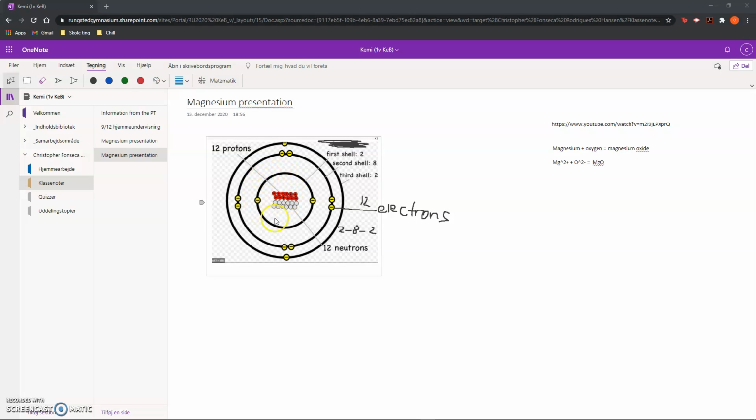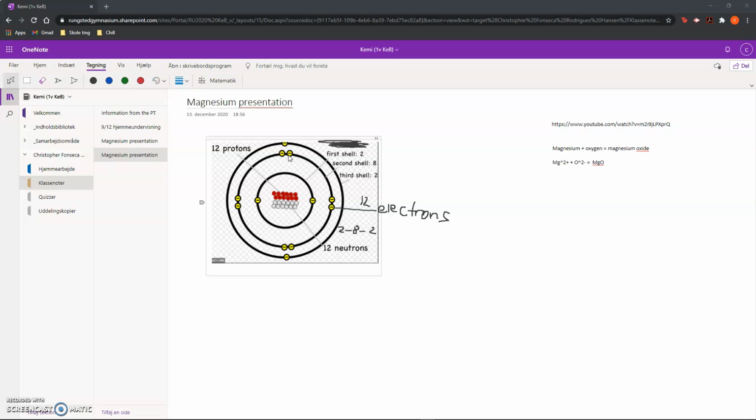In its first circle, or first shell, we have 2 electrons, and then in the second shell, we've got 8, and then in the last and third shell, we have 2. You can see that in this outermost circle, it does not have 8, which means it's unstable because it does not fulfill the octet rule.